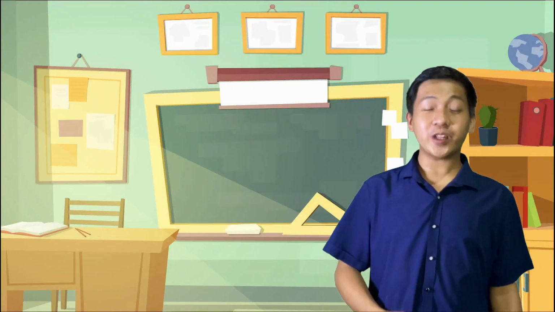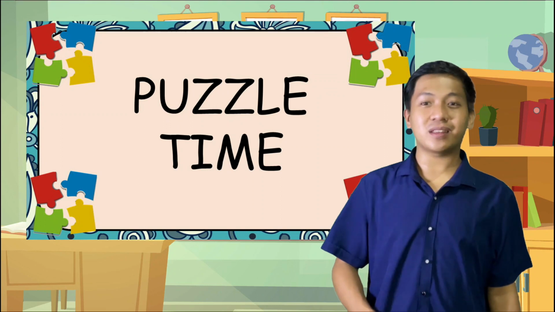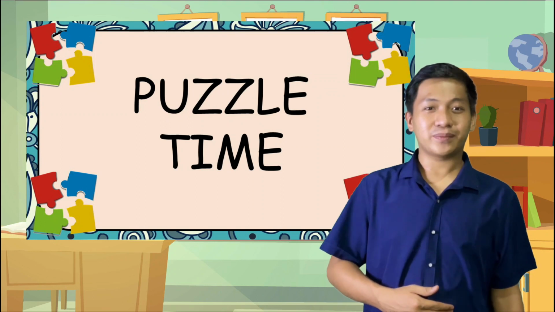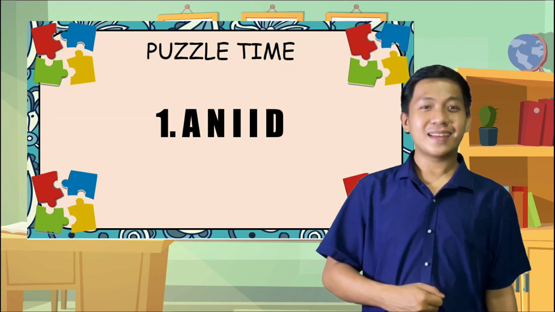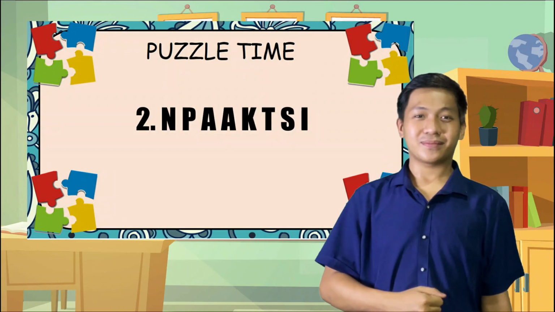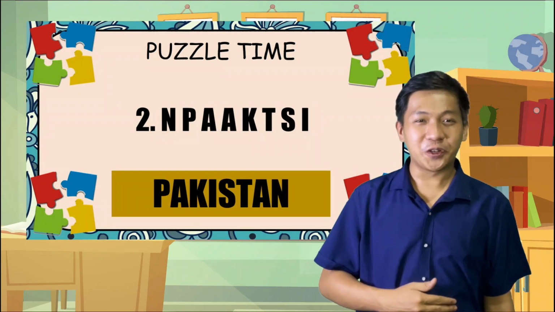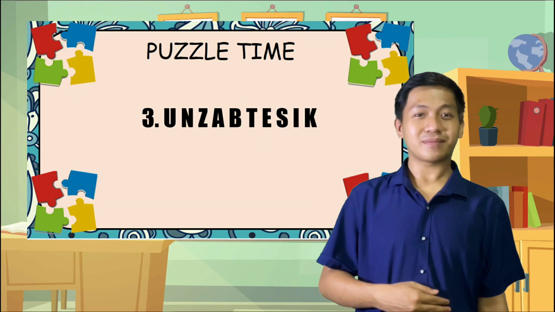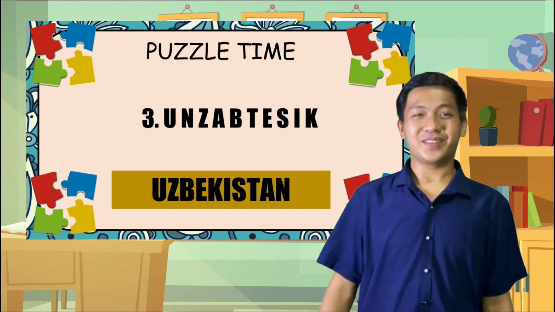To start our lesson, let's arrange some jumbled letters and let's discover some countries within the Central and South Asia. Number 1. India. Correct. Number 2. Pakistan. Very good. And number 3. Uzbekistan. Correct. Okay, we already know some of the countries in South and Central Asia.